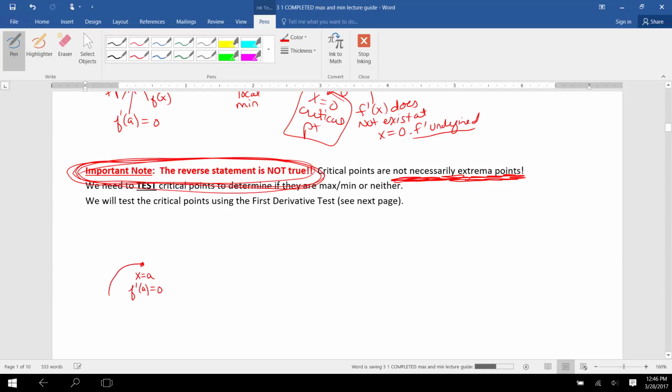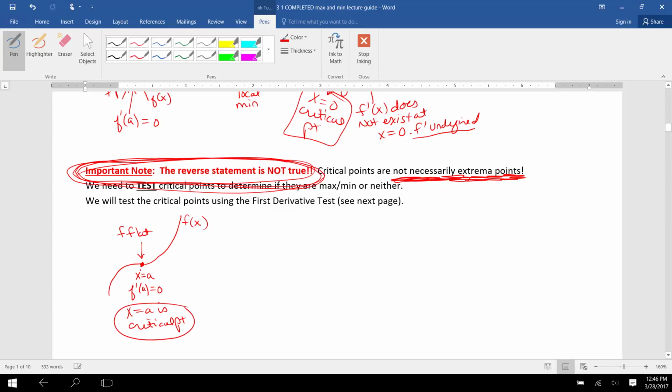Now, if this graph after x equals a proceeded downward, then that would be a maximum. But it's possible that your graph just keeps increasing like so. So it's flat for an instant. F is flat for an instant. So x equals a is a critical point.